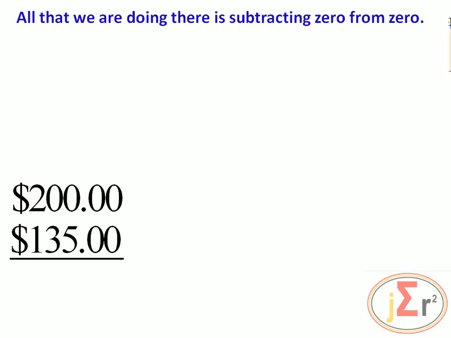All that we are doing there is subtracting 0 from 0. Right there. All that we are doing there is 0 from 0, so we know that's 0. Vertically align the points. Whenever we have a problem that involves a decimal fraction, the points have to be vertically aligned.